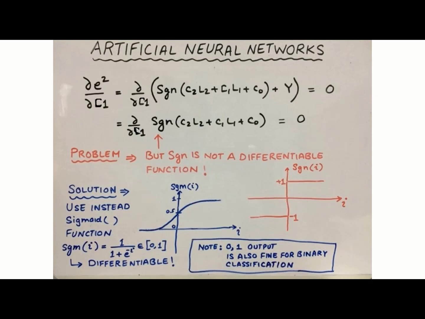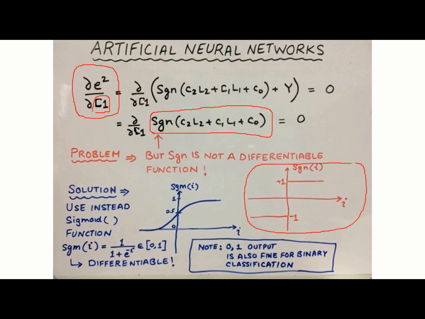So once we embark on taking the derivative of the error square, we would look at the coefficients at the second layer first, which are closer to the output. So let's say we take the partial derivative of error square with respect to C1. Then one of the problems that we run into is that we need to take the derivative of this sign function. And if we look at the sign function, it is discontinuous when the input of this function is 0. So it is not a differentiable function.